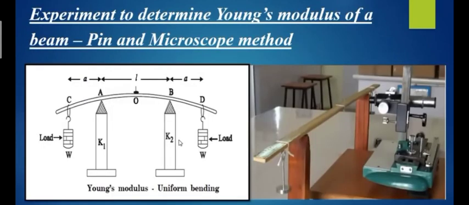This is the Young's modulus experimental setup, the pin and microscope method. The beam is fixed between two knife edges A and B. Then from A, at a distance a, the weight load is applied, and from the knife edge B, at distance a on the right hand side, the load is applied. At the center point we fix a pin. The pin is focused by the traveling microscope. The experimental setup arrangement is shown, and the weight hangers are fixed on the two sides.